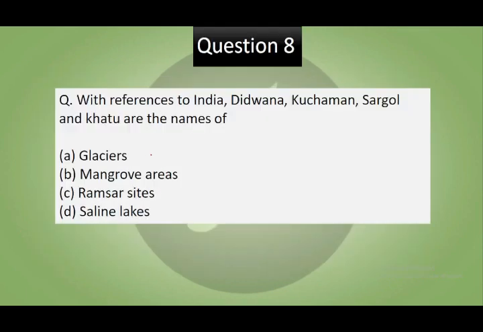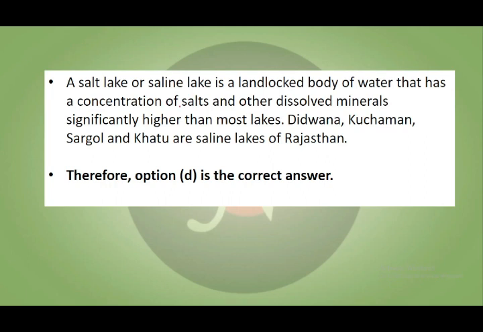Question number 8. With reference to India, Didwana, Kuchaman, Sargol and Khatu are the names of glaciers, mangrove areas, Ramsar sites or saline lakes. Pause the video, try to answer. So with this reference, the answer is D. All these are salt lakes which lie in the region of Rajasthan.